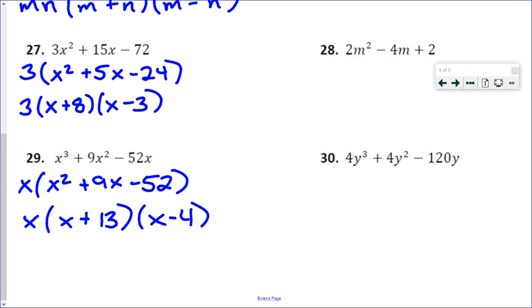All right, so that's a review of factoring. For my students, you're going to do the even numbers now.